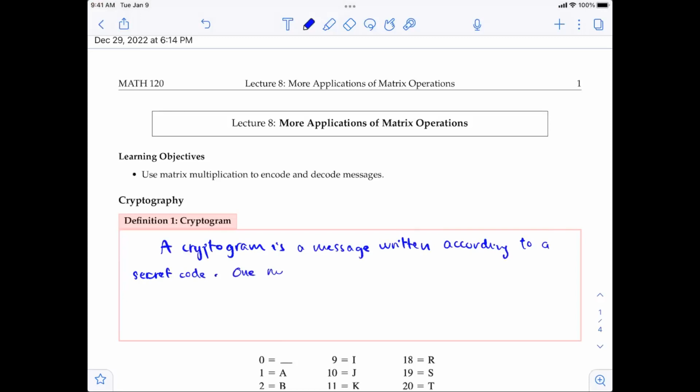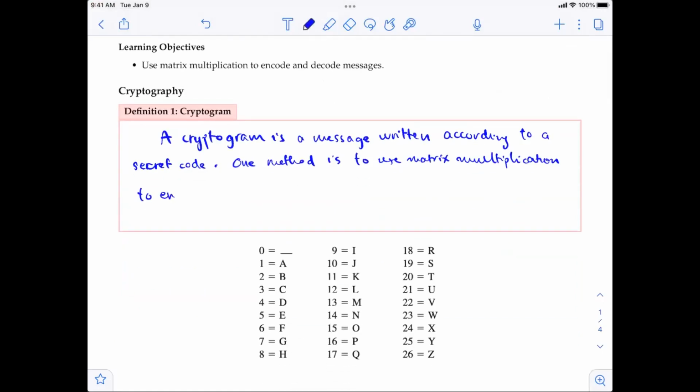One method is to use matrix multiplications to encode and decode messages.